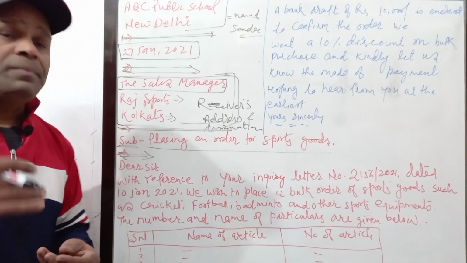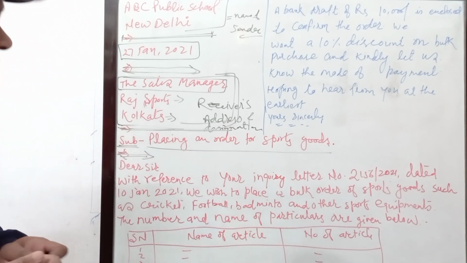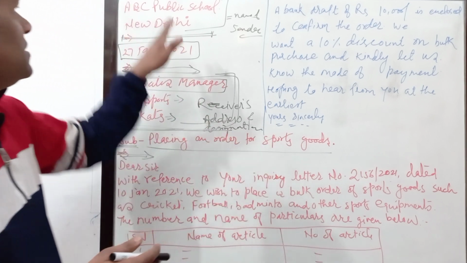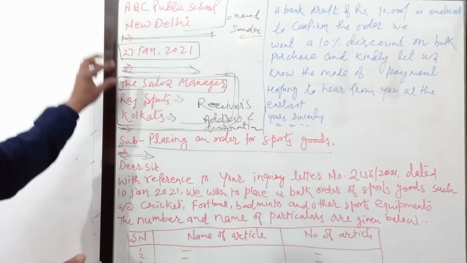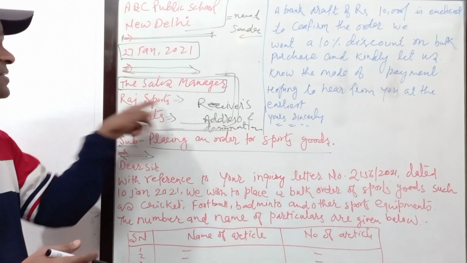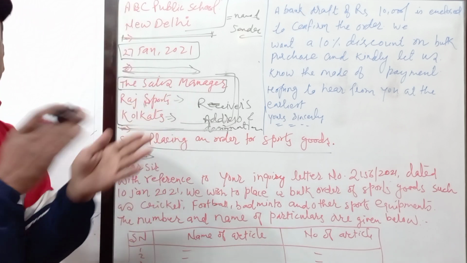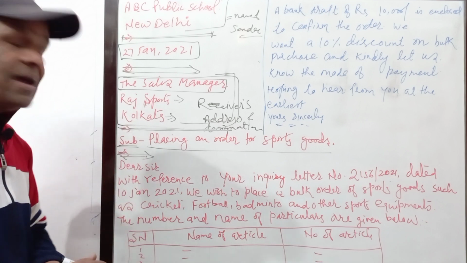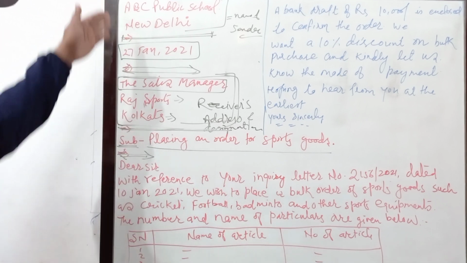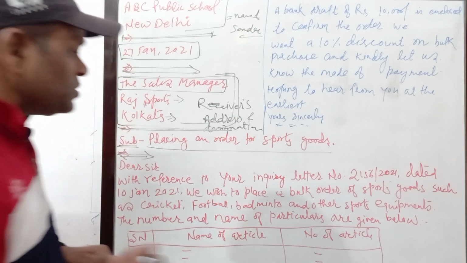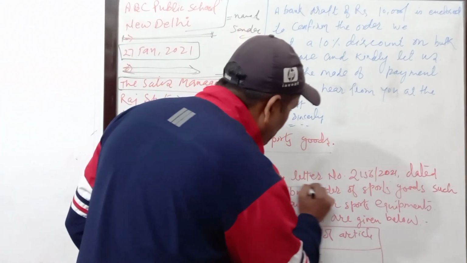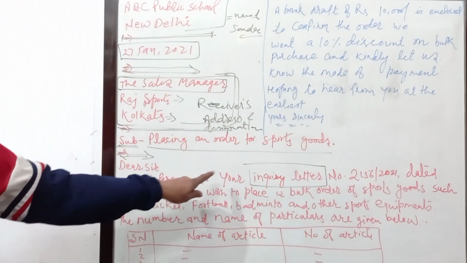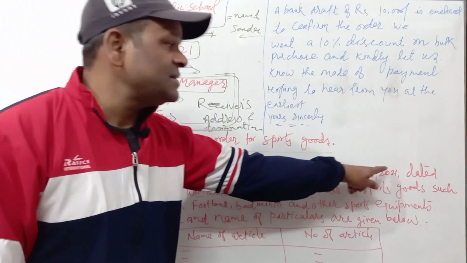When we write a placing an order question, remember what we have already discussed. Suppose this school, ABC Public School, is writing a letter to this sales manager, Raj Sports. It means they had a conversation, maybe by phone or letter or correspondence. The conversation was done through an inquiry letter. Got it? So we have to mention, with reference to your inquiry letter number this and this.